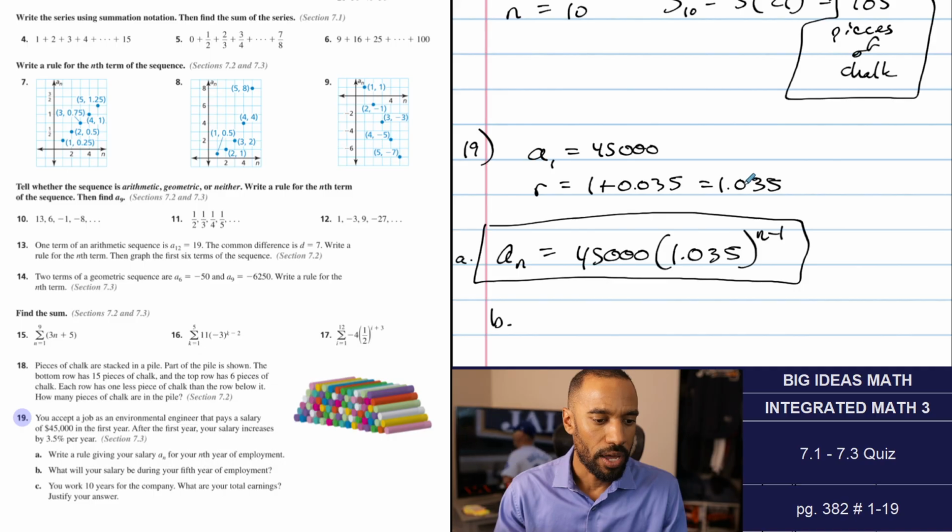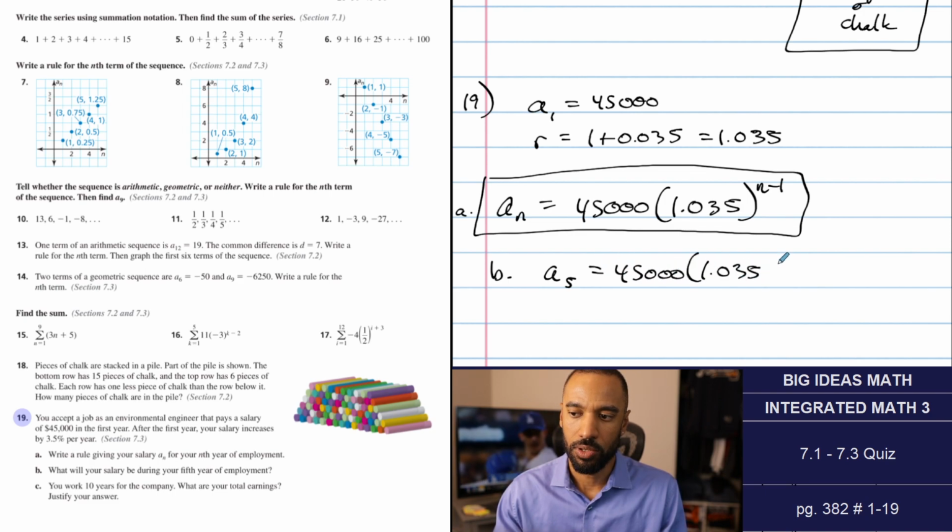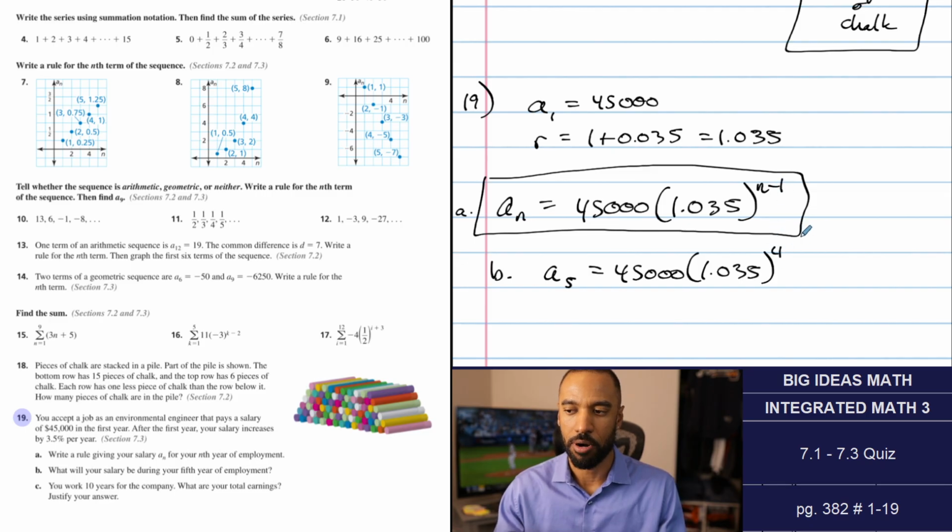Part B, I thought it said wait till your salary. What will your salary be during your 5th year of employment? Well, we substitute 5 in here. I will absolutely use the calculator. But don't let the calculator do 5 minus 1. You know that part's 4. Go to the calculator after that, and then let it rip.